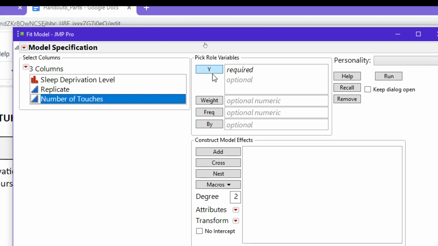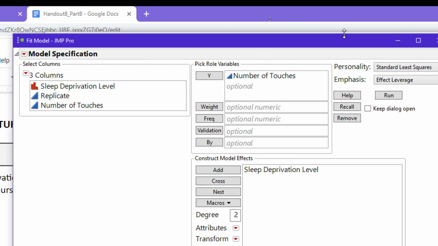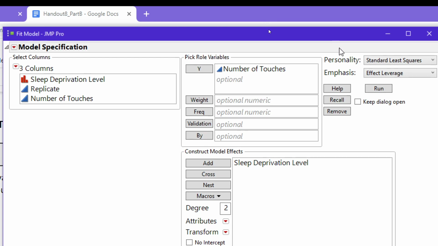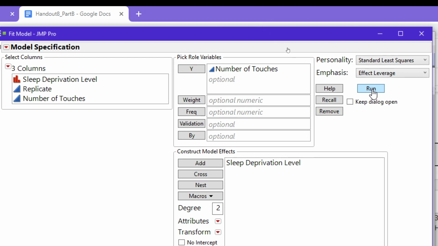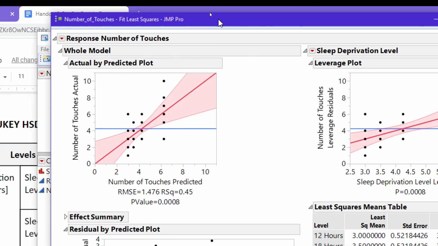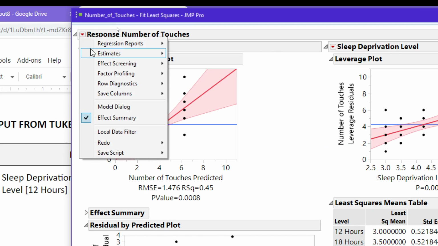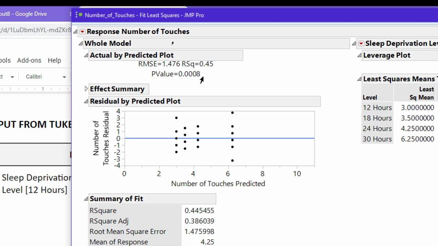Number of touches is my response. Sleep deprivation is going to go in my Construct Model Effects. And then I'm going to click Run up here in the upper corner. We can get those expanded estimates like we were talking about before.